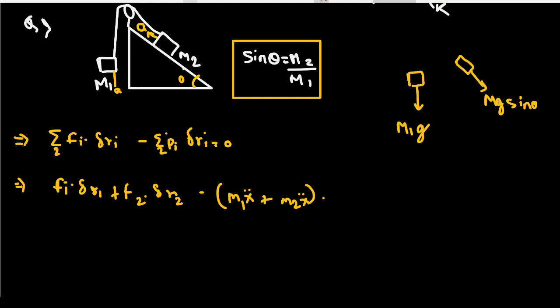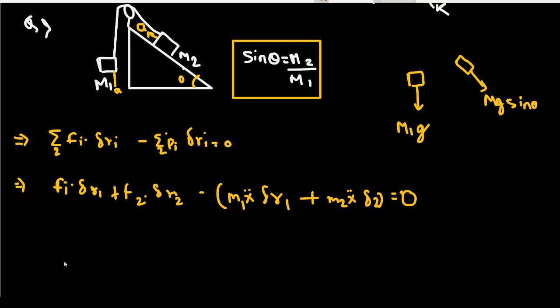Del r1, there is a mistake. I have not written it here, but no problem, let's write it here. Del r1 and del r2: m1 x double dot del r1, plus m2 x double dot del r2 is equal to 0, since both of the masses have the same acceleration because the string has the same acceleration.